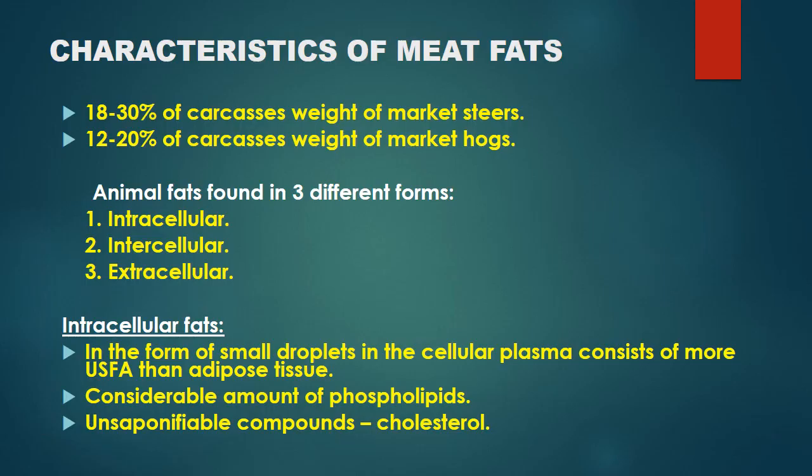Now we will talk about characteristics of meat fats or meat lipids. About 18 to 30% of carcass weight of market steers is fat. Similarly, in case of hogs, around 12 to 20% of the carcass weight is fat. So these animal fats are found in three different forms.